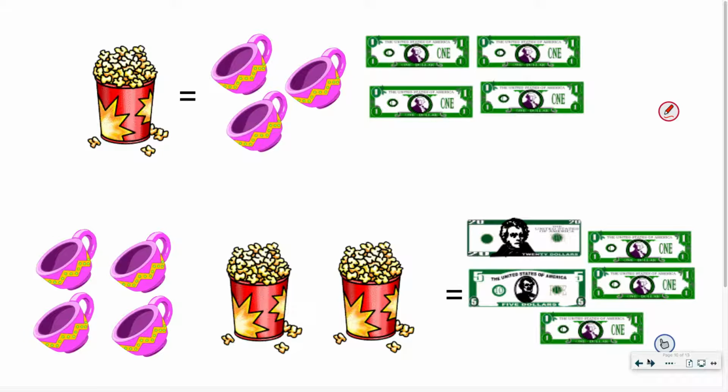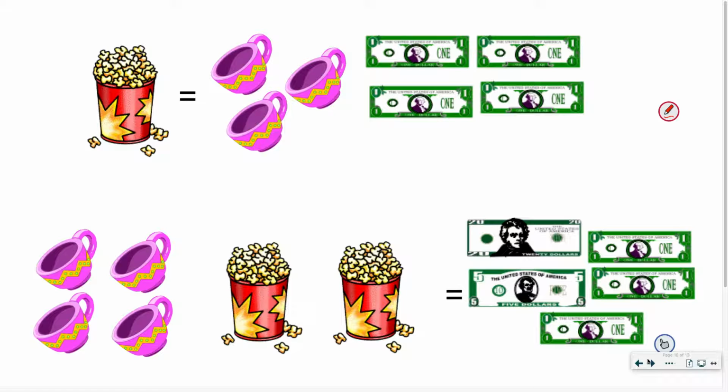There's the $20 bill, and then a 5, and then 3 singles. So I spent $28. Okay. I also know that 1 popcorn is the same price as 3 drinks and $4. So 3 drinks and $4 extra dollars. Can you find the cost of 1 popcorn?